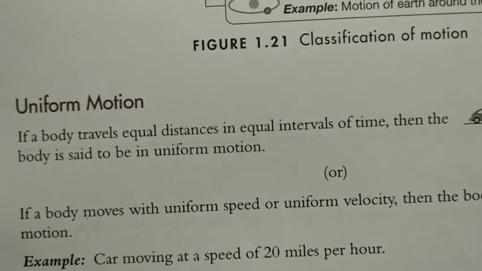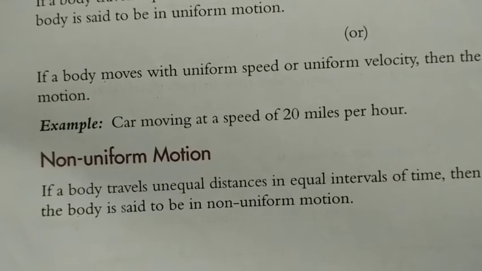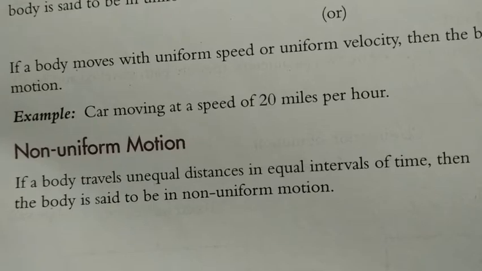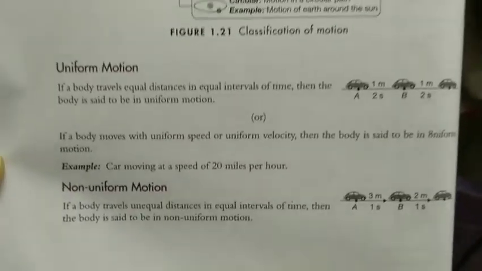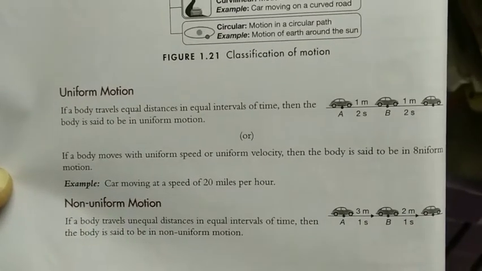One more is uniform motion. I think you know, no need to explain. And non-uniform motion: if a body travels unequal distances in equal intervals of time. I already explained this one. Okay, so this is the topic. Here the first chapter is completed.